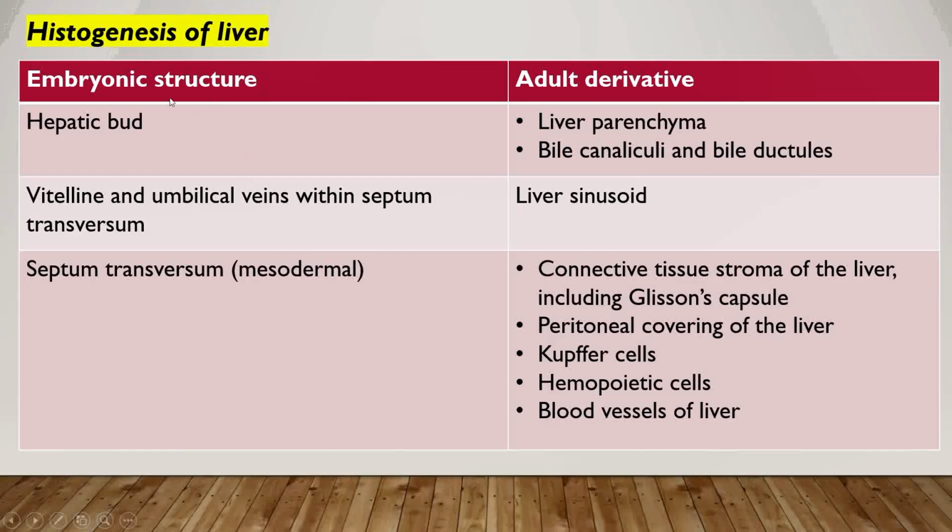So now, histogenesis of the liver. The hepatic bud is going to form the liver parenchyma, bile canaliculi and bile ductules. The vitelline and umbilical veins within the septum transversum are going to break and form the liver sinusoids. And the septum transversum, which is mesodermal in origin, is going to form the connective tissue stroma of the liver, including the Glisson capsule, the peritoneal covering of the liver, Kupffer cells, hemopoietic cells and blood vessels of the liver.